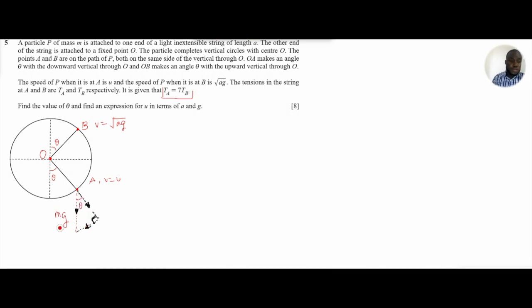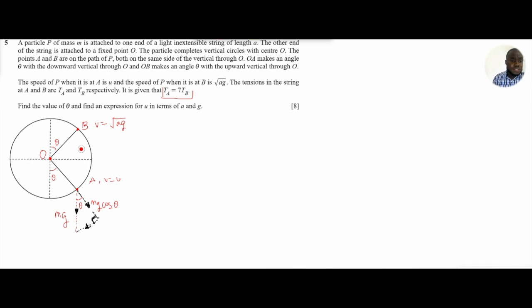Now, if you do mg cos of this angle, that will give you the component of the weight acting along this line. I'm going to write that here. And that is all we need. We need the forces that are acting radially from O to A so that we can tell what forces together are contributing to the centripetal force, keeping the particle P in the circular path about O.